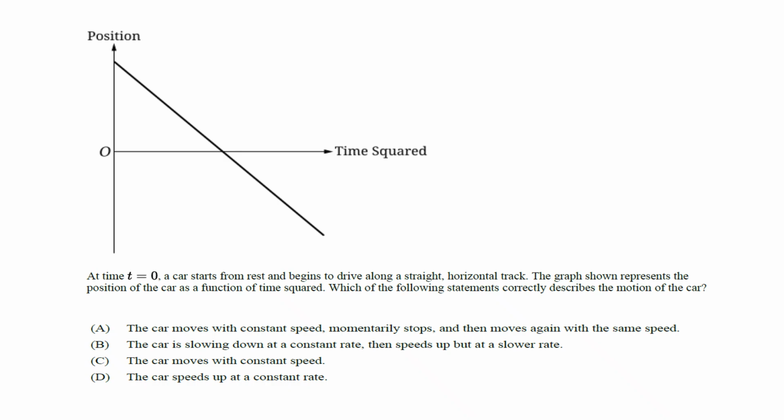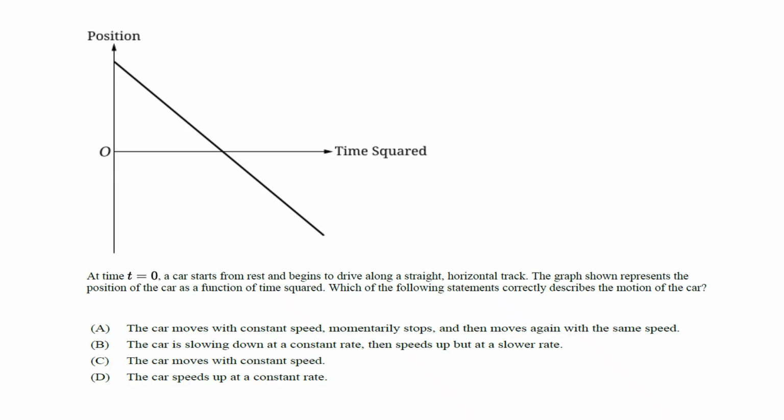Hello everyone. Let's solve this problem on AP Physics 1 Kinematics. It says at time t equals 0, a car starts from rest and begins to drive along a straight horizontal track. The graph shown represents the position of the car as a function of time squared. Which of the following statements correctly describes the motion of the car?